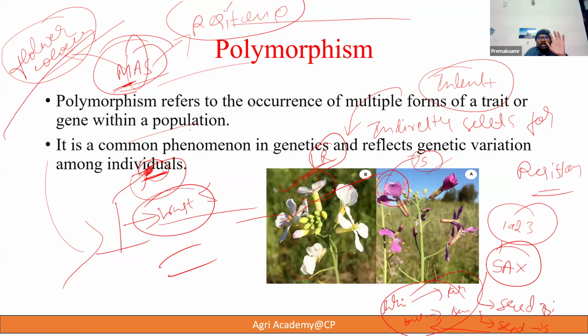Understood what is marker assisted selection, and understood why we need a marker in plant breeding? Any doubts regarding this?